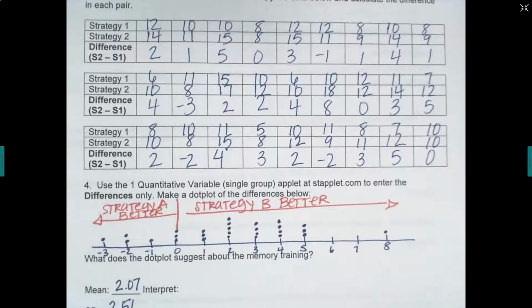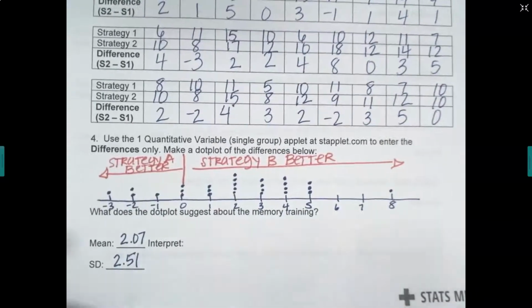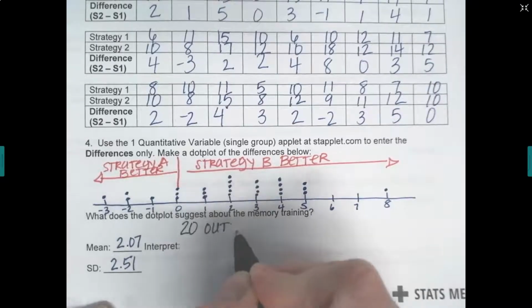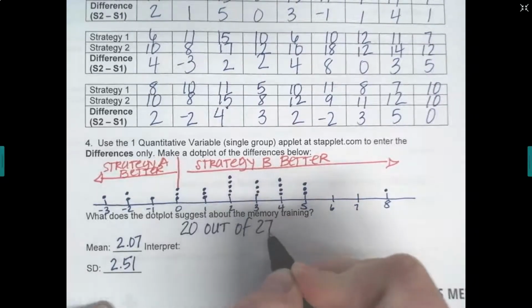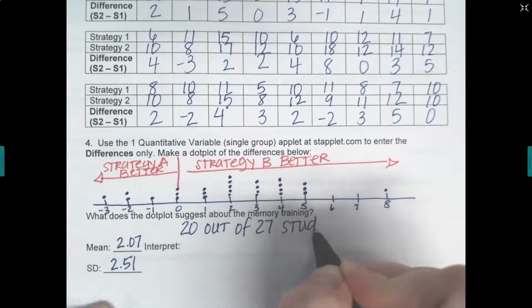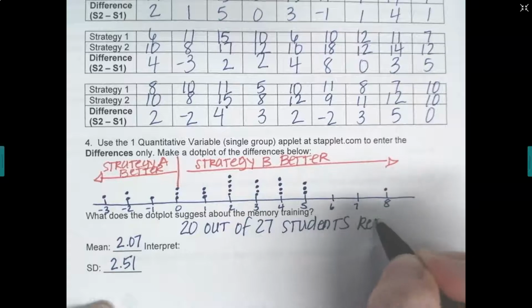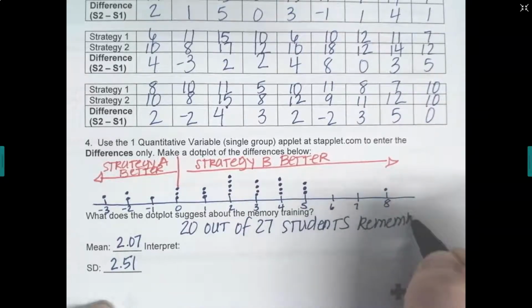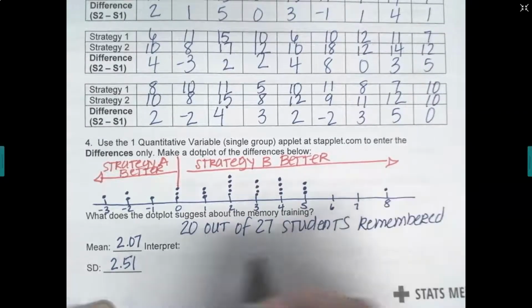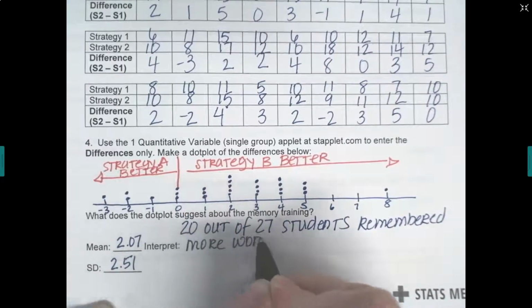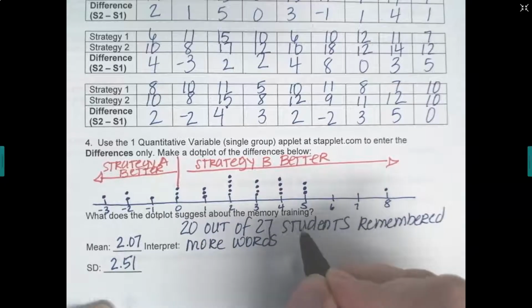Okay, so looking at this information, we can see that 20 out of the 27 did better with strategy B. They remembered more words using strategy B.